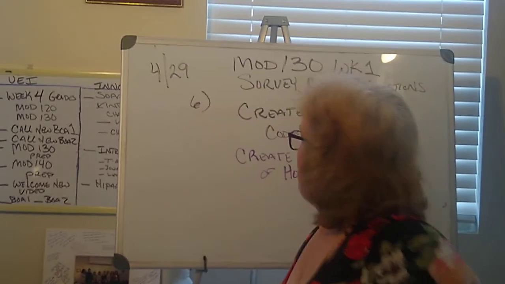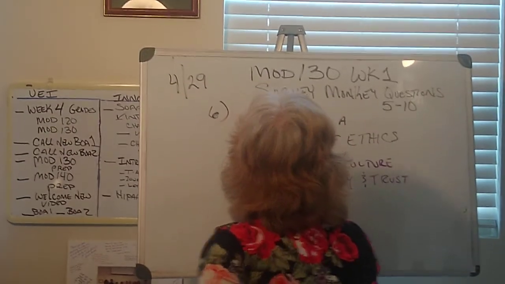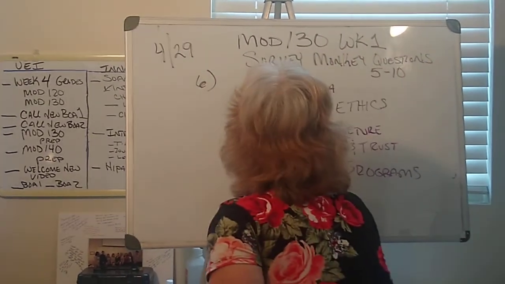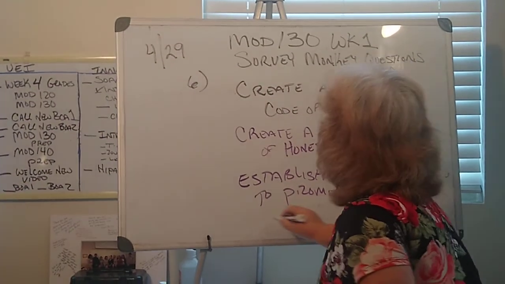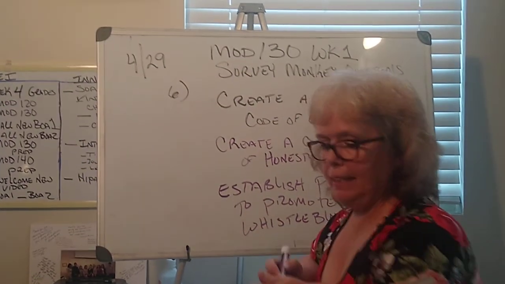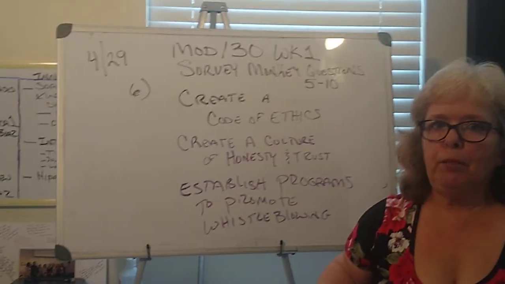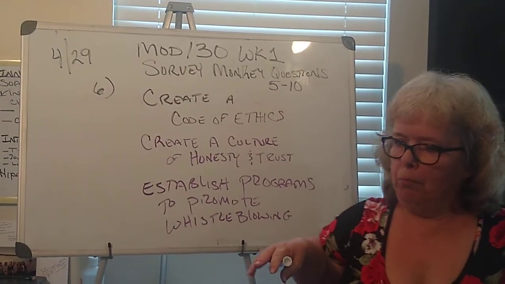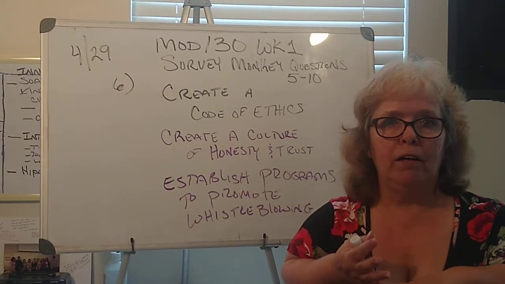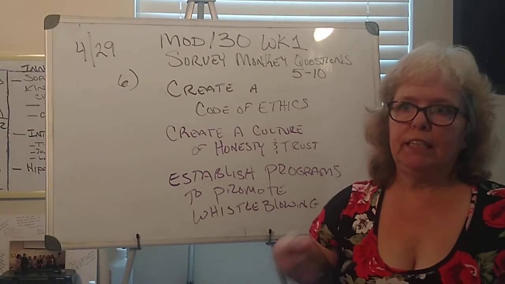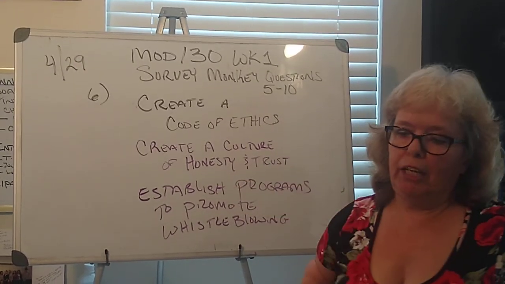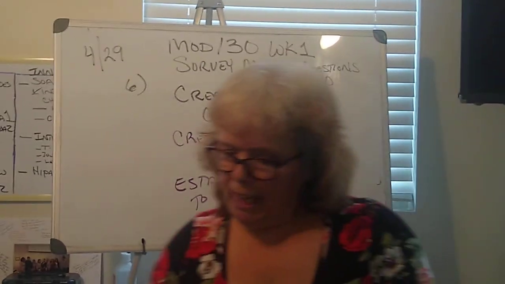Other one is establish programs to promote whistleblowing. And what whistleblowing is, if you see something happening within a company, a particular person within the company or the company itself, it's letting either the law officials or newspapers know that something is going on, because that way it promotes honesty and integrity within the company. So those are just some examples.